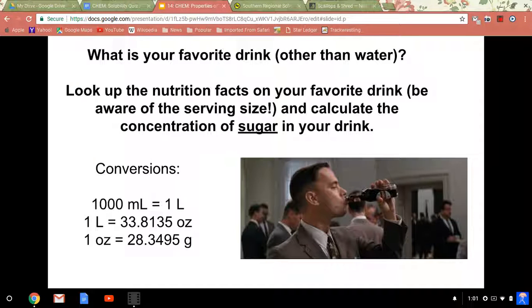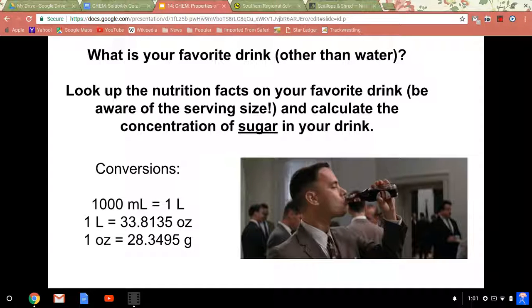All right, what I want you to do, and now you're over on the back of the paper, is think of your favorite drink other than water. Can't pick water. I want you to look up the nutrition facts on your phone, make sure you're aware of the serving size, and I want you to calculate the concentration of sugar in your drink. I added some helpful conversions on here for you to use just in case. Remember, your units have to be in the same amount. So if you want to convert to grams like we just did, do it. It's probably the easiest way to go. So for number 12 on your paper, you're figuring out the percent concentration of sugar in your favorite drink.